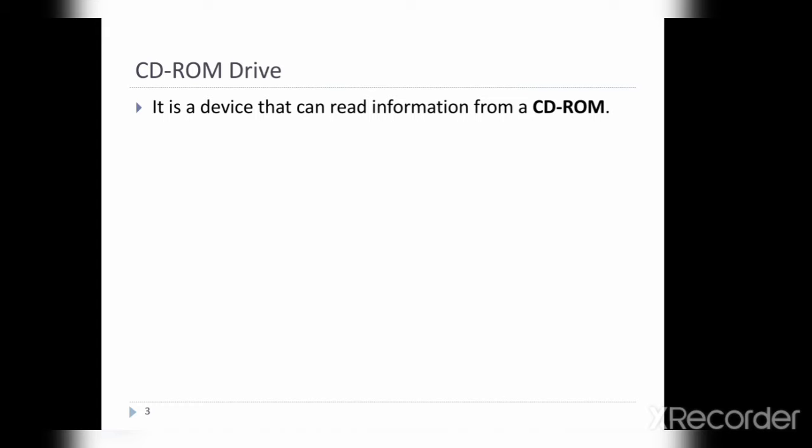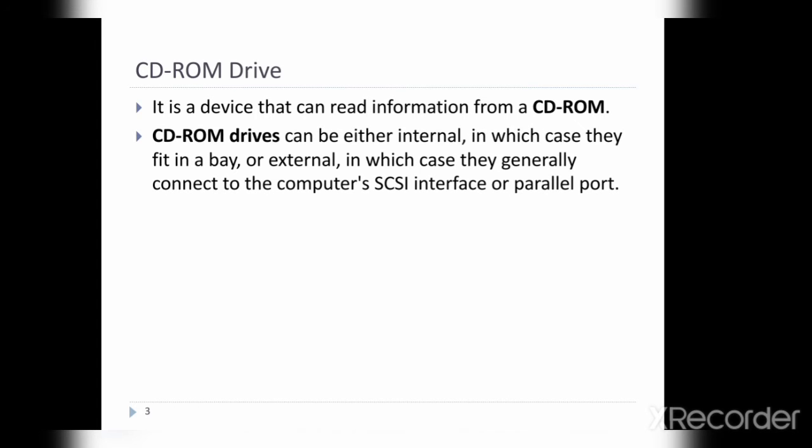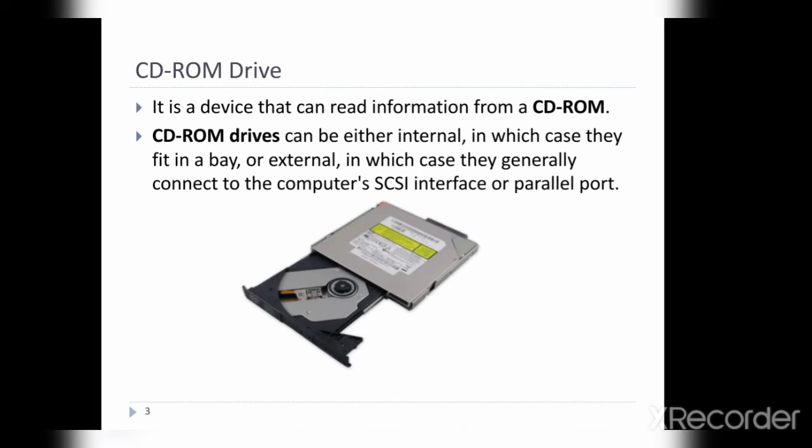It is a device that can read the information from a CD-ROM. CD-ROM drives are compact disk read-only memory drives. These drives are used to read data stored on compact disk. The size of a compact disk is very small, but its capacity to store data is very large. A disk of diameter 120 mm can store 740 megabytes. Most of the computer software is now available on CD.